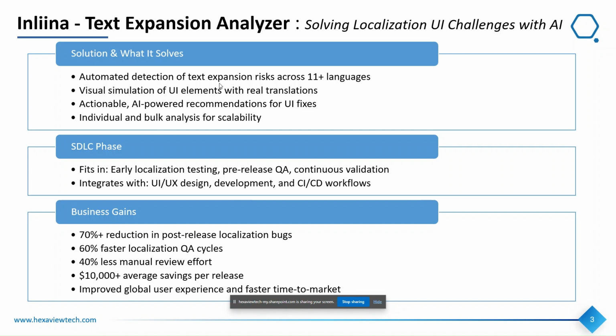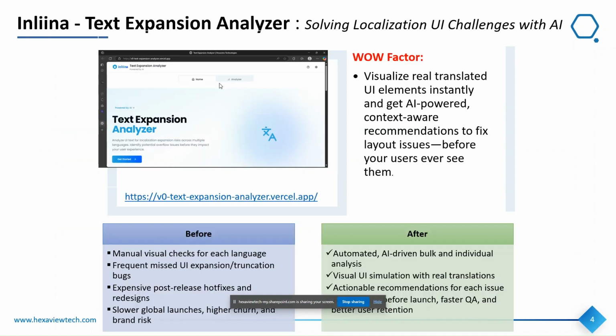Business gains are substantial. Inliina delivers over 70% reduction in post-release localization bugs, 60% faster QA cycles, and 40% less manual review effort. On average, that's more than $10,000 saved per release just by preventing expensive hotfixes and redesigns, not to mention a much faster time to market and better global user experience. And here's the real wow factor with Inliina: you can instantly visualize how your UI will look in any language and get AI-driven, context-aware recommendations to fix layout issues, so your users always get a flawless experience no matter where they are.